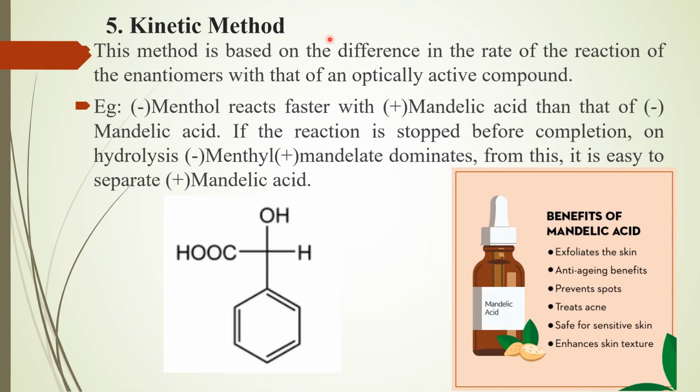The last one is the kinetic method. This method is based on the difference in the rate of reaction of enantiomers with that of optically active compound. Example, minus menthol reacts faster with the plus mandelic acid than that of minus mandelic acid. So this is mandelic acid. It also exists as plus form and minus form. If the reaction is stopped before completion, on hydrolysis, minus menthol plus mandelate dominates. And from this, it is easy to separate the plus mandelic acid. So this is the fifth method for the separation of racemic mixtures.